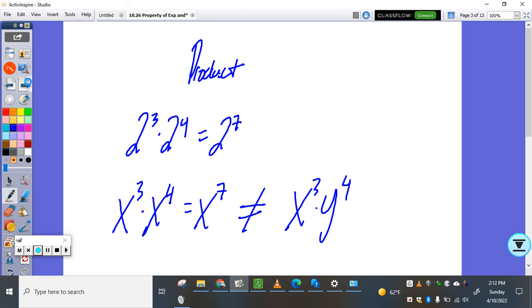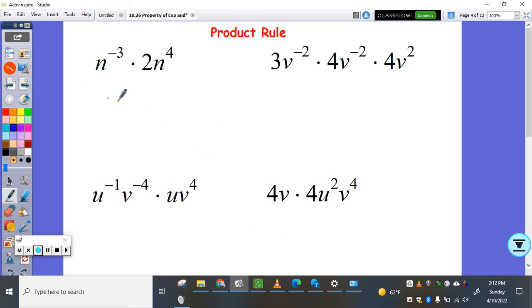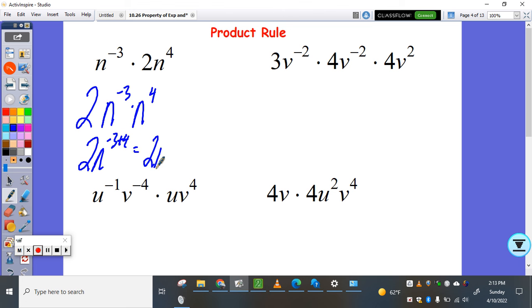So if we look at our examples for this, I'm going to group everything together. First I'm going to group my numbers, which all I have here is a 2. Then I'm going to group my n's together. So n to the negative third times n to the fourth. Well, that gives me 2 times n to the negative 3 plus 4, which gives me 2n to the first power.